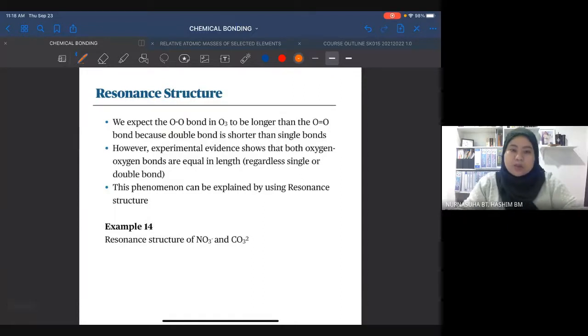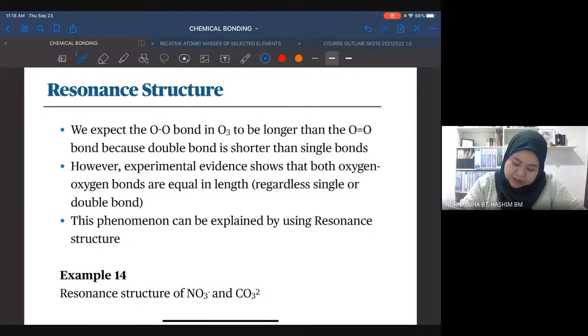Okay, now let's move on to the next subtopic, which is resonance structure. Okay, kita fokus dekat ozone. We expect oxygen-oxygen bond in ozone to be longer than oxygen double bond because double bond is shorter than single bond. Okay, I have mentioned before, paling pendek triple bond, paling panjang adalah single bond.